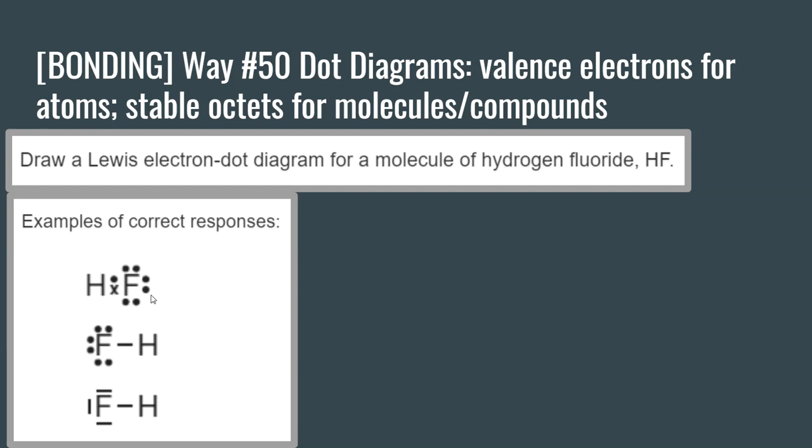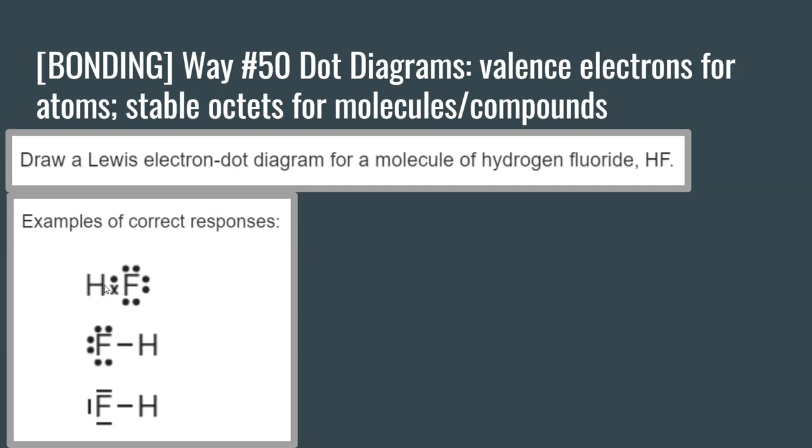Notice that this diagram features those 7 dots around fluorine, and to show the electrons coming from hydrogen, they use an X. So one electron from fluorine and 1 electron from hydrogen are being shared, so that fluorine is happy with that octet and hydrogen also has a filled outer shell of 2.